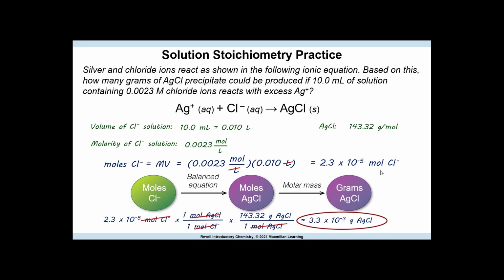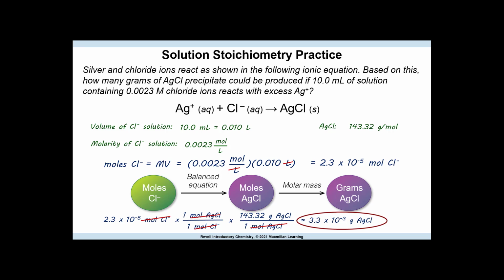Now that we have the moles of chloride ions, we can relate this to the moles of silver chloride using the balanced equation, and then the grams of silver chloride using the molar mass. The molar mass is 143.2 grams of silver chloride. We begin with 2.3 times 10 to the negative 5 moles of chloride. From the balanced equation, we get 1 mole of silver chloride for every mole of chloride. The moles of chloride cancel. We then multiply by the molar mass of silver chloride, and the moles of silver chloride cancel. This gives us a final answer of 3.3 times 10 to the negative 3 grams.